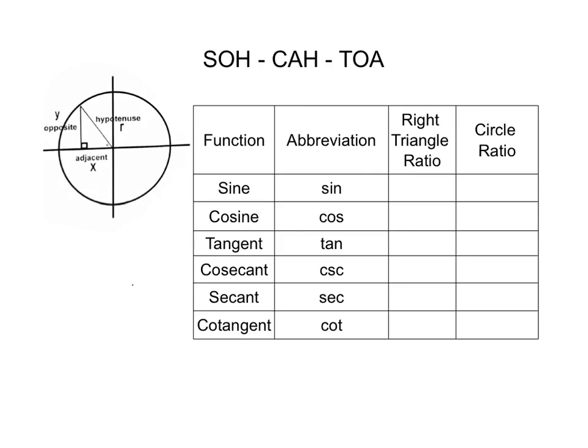We are going to look at the different trig functions today as they relate to a circle. So we have sine, cosine, tangent, cosecant, secant, and cotangent. Now, if you recall from geometry, the phrase SOHCAHTOA referred to sine is opposite over hypotenuse, cosine is adjacent over hypotenuse, and tangent is opposite over adjacent.